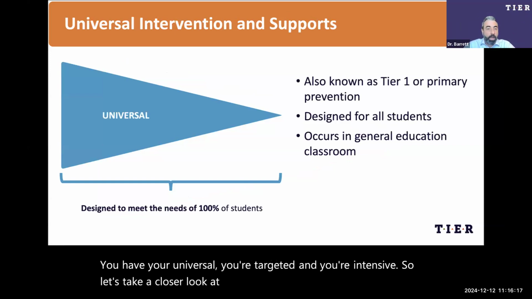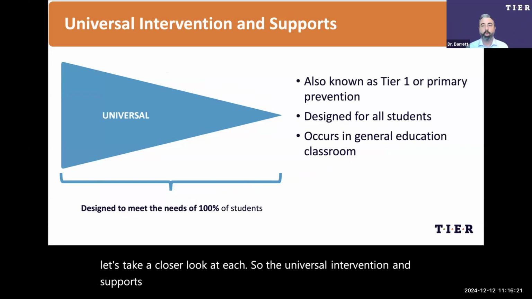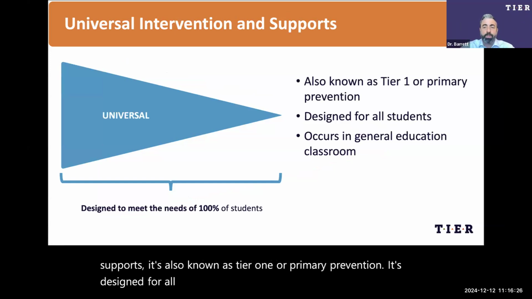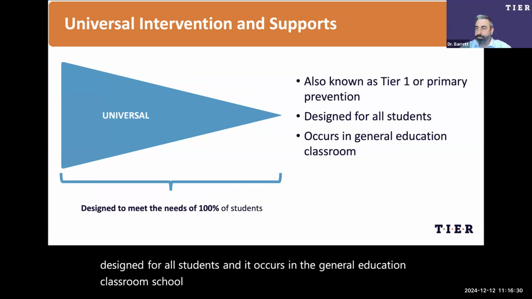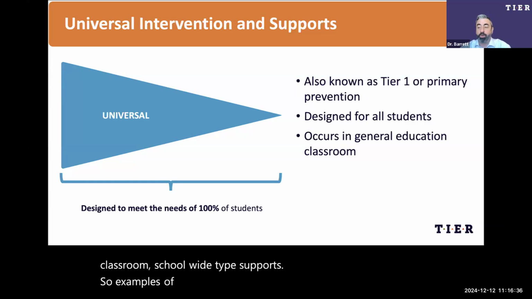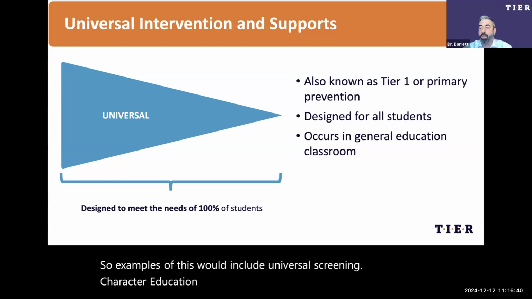So the universal intervention and supports, it's also known as Tier 1 or primary prevention. It's designed for all students, and it occurs in the general education classroom, school-wide type supports. So examples of this would include universal screening, character education, teaching mental health literacy, and building school community.